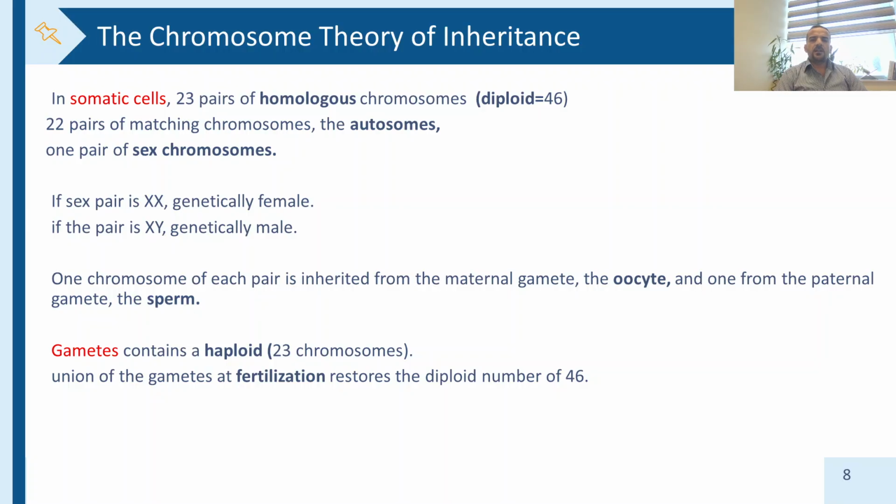The other type of cell, we call it the gametes. الجاميتس اللي هن الoocyte والsperm. These cells are haploid, contain only 23 chromosome. يعني one member of each pair موجود بالجاميت. During the process of fertilization, it's a combination between the sperm chromosome with the oocyte chromosome, and the diploid state of the cell will be restored.